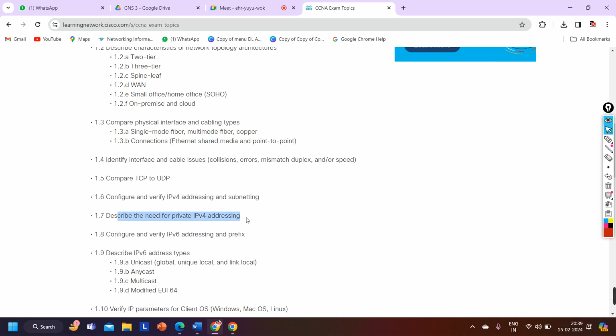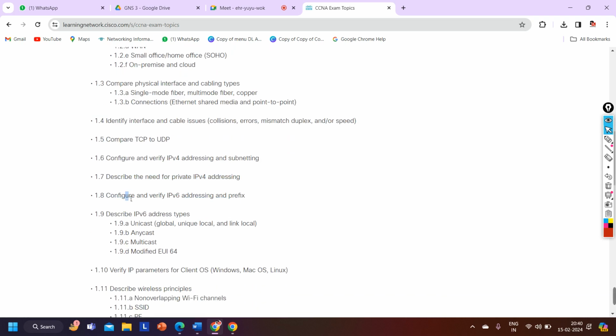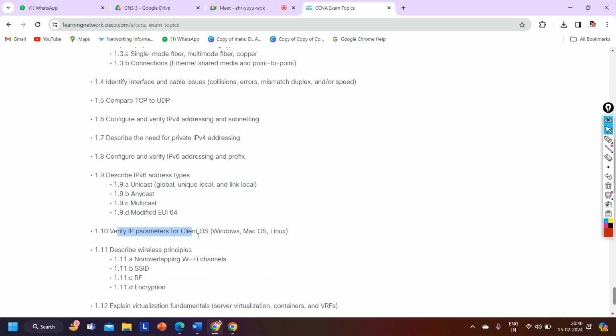Then configure and verify IPv4 addressing and subnetting. Describe the need for private IPv4 addressing, configure and verify IPv6 addressing and prefix. Then you need to learn IPv6 address types like unicast, anycast, multicast, and modified EUI-64, extended unique identifier. Verify IP parameters for client operating systems like Windows, Mac OS, and Linux. I am expecting that you already have basic knowledge about these operating systems, like how to configure IP addresses on them.